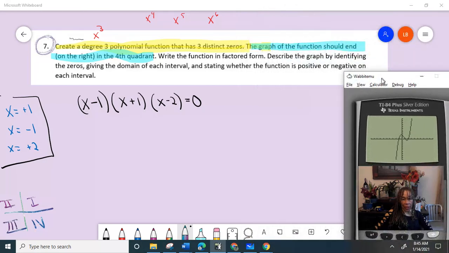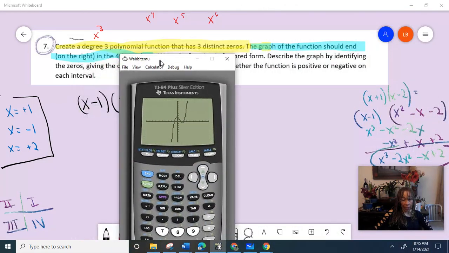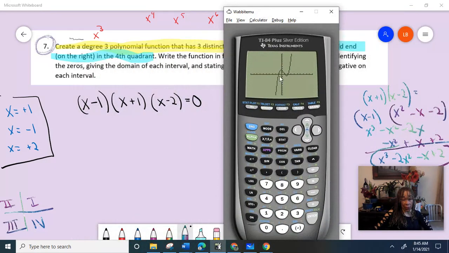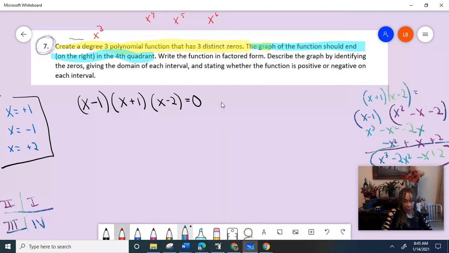What does it need to do? It needs to end on the right. It does end on the right. It does not end in the fourth quadrant. It ends in the first quadrant. How do I change that? There's only one way to change it. I'm going to make it negative. So how am I going to make it negative? I'm going to multiply by -1. So that'll be here. I'm going to multiply by -1.